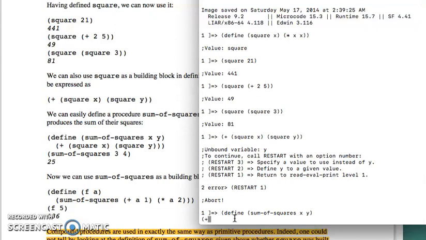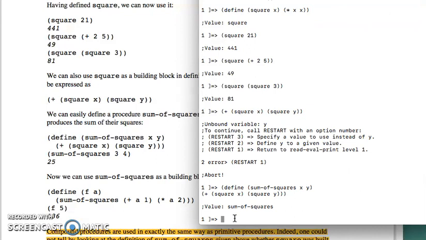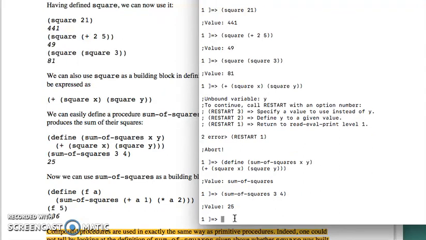Alright, plus square x, square y. Okay, there we go. Sum of squares of 3 and 4 should give us 25. Yay! Okay.